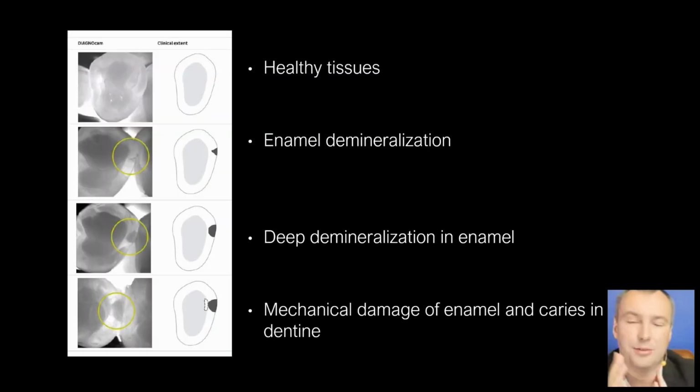So by thinking of the class 2 cavities, the most important ones to detect, we can observe a healthy tissue. We can observe enamel demineralization, as is seen on the left part of the screen. It's usually in sort of a triangle without contact with the dentin. Then we observe the deep demineralization in the enamel. Again, it is important to see that it's only in the enamel without any contact with the dentinal tissue.